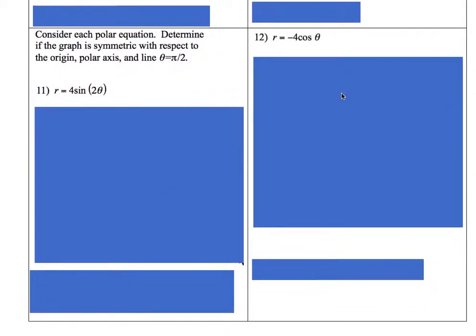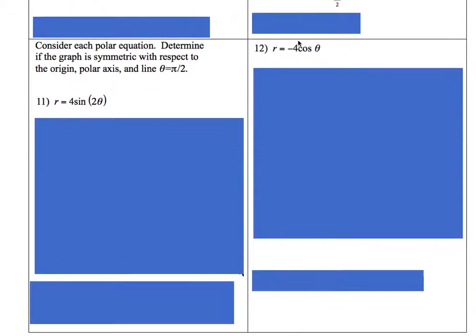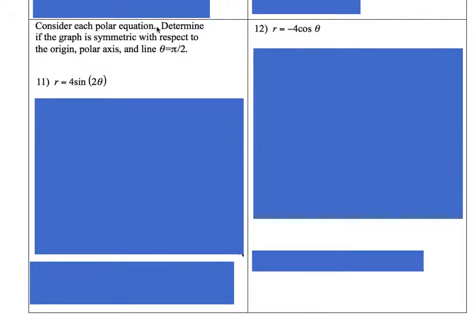All right, number 12. Consider each polar equation and determine if the graph is symmetric with respect to the origin, the polar axis, or the line pi over 2. I will also say some of them you could also find the symmetry if it's symmetric to the line pi over 4.